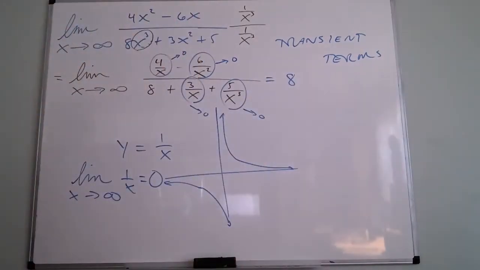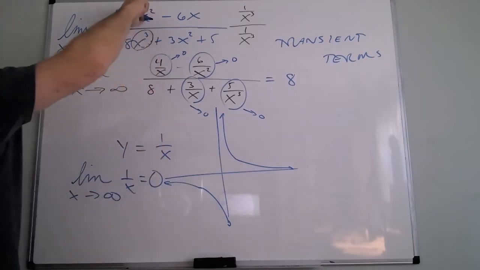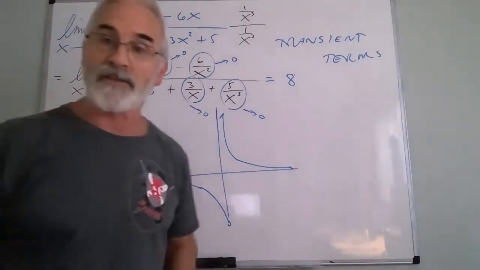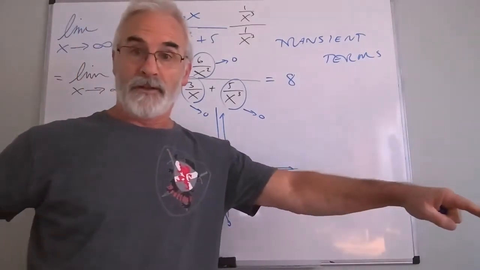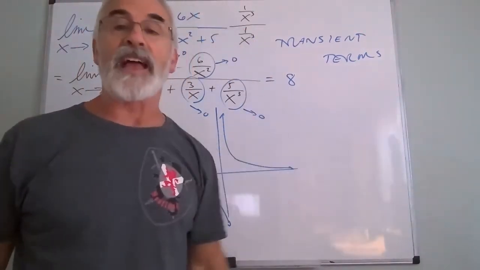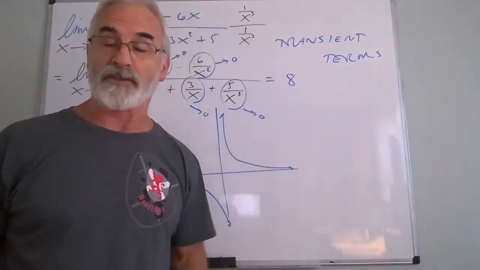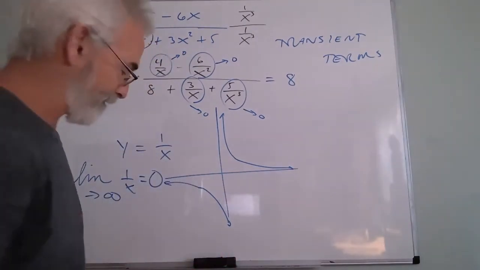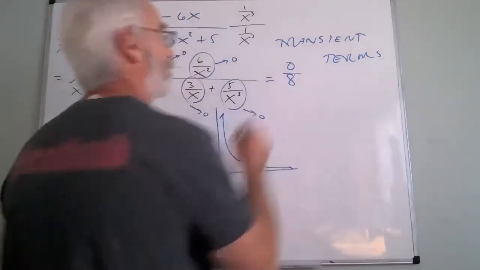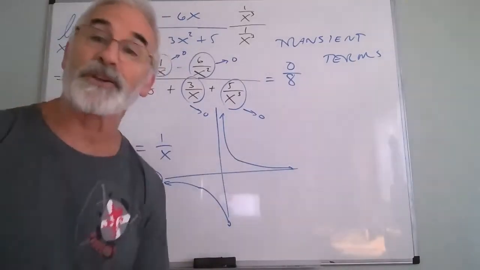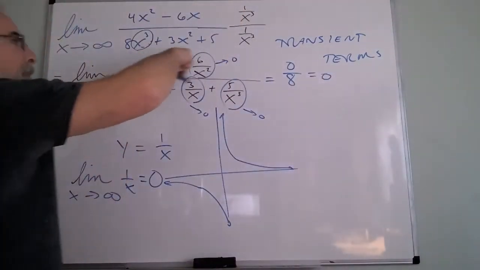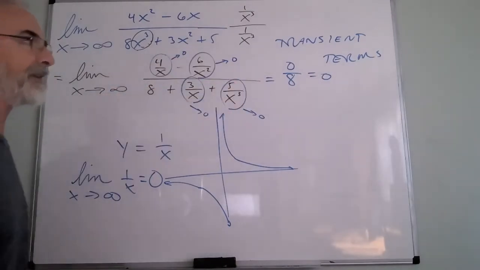Now, the other way you could argue this in Calc 1 is you said the degree of the numerator was smaller than the degree of the denominator. That means as x grows without bound, the x-axis is acting like an asymptote. Shouldn't it equal 0, not 8? Oh, sorry. Thank you. It equals 0 over 8, which is 0. I said 0 and I wrote 8. The top is approaching 0. The bottom's approaching 8. Thank you.